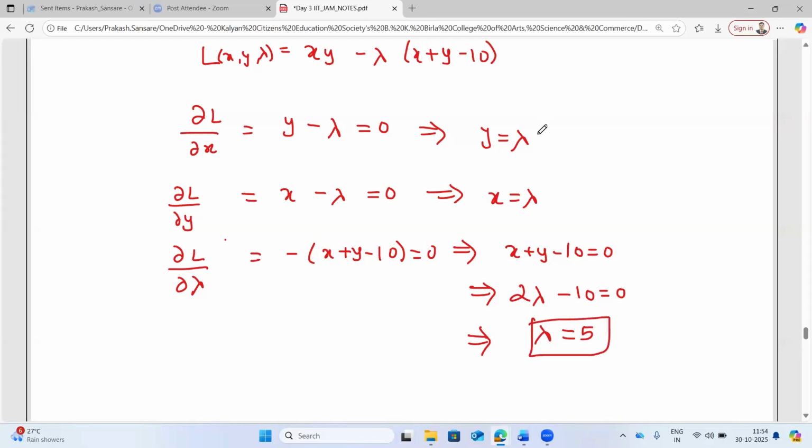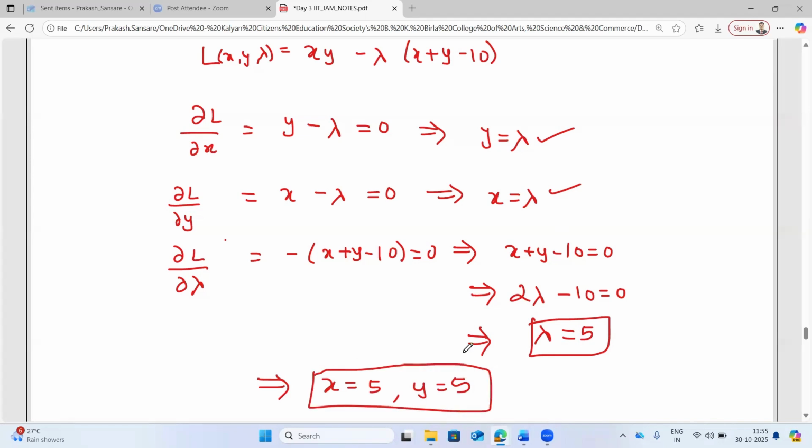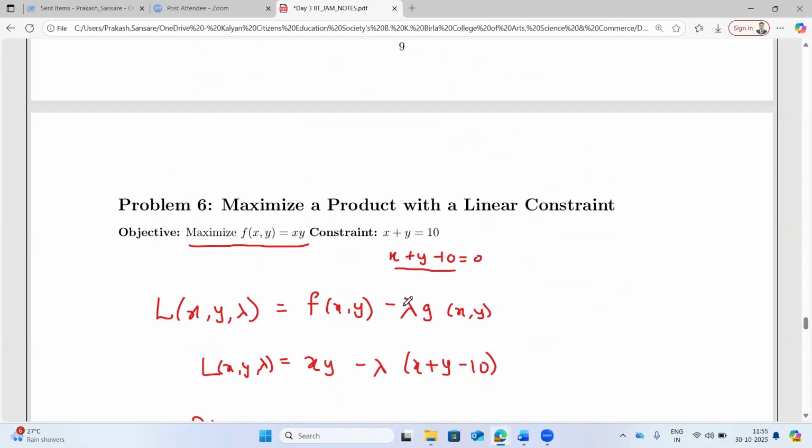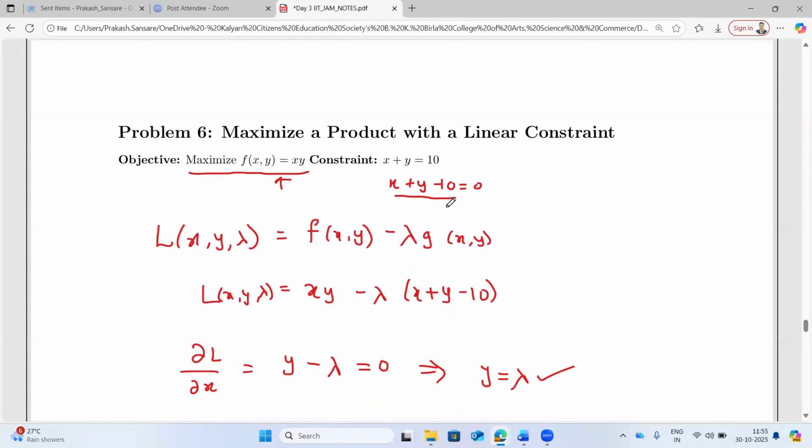When lambda is equal to 5, you can easily get x and y because lambda, x and y are the same. So this would imply x is also 5 and y is also 5. Here we have to find the maximum value of f, but at which point does it occur? It occurs at x comma y, and if you substitute that point, you'll get the maximum value of f of x comma y, satisfying this constraint x plus y is equal to 10.